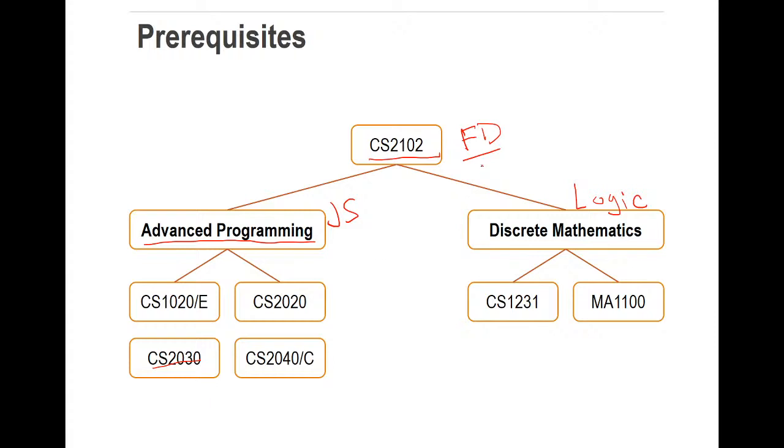All right. So hopefully you have taken CS1231 or MA1100, because these two have covered set, tuple, and relations. Relations will be the basis of our database, the relational model. All right, so that's why you will need discrete mathematics as your background.